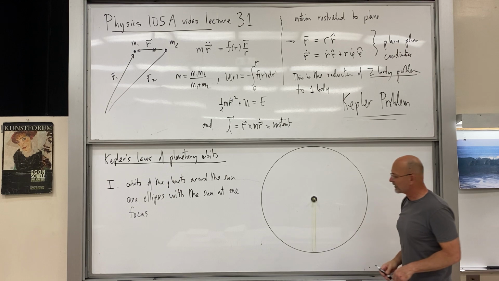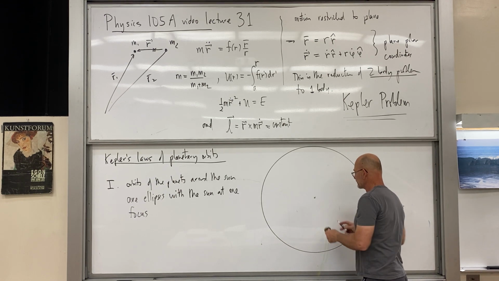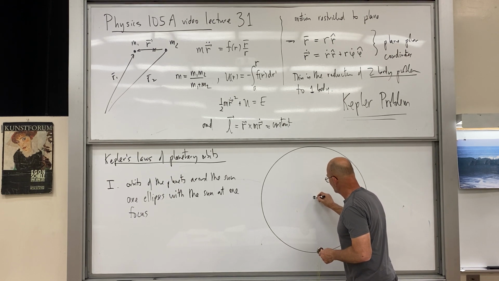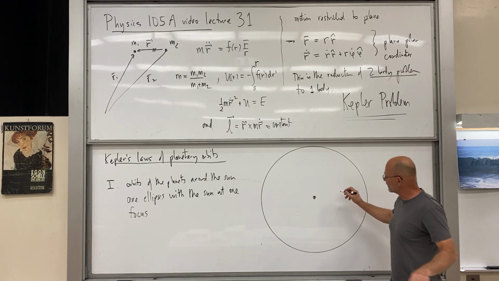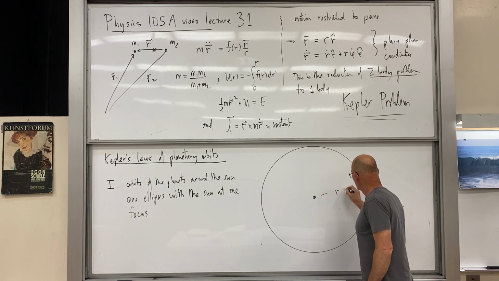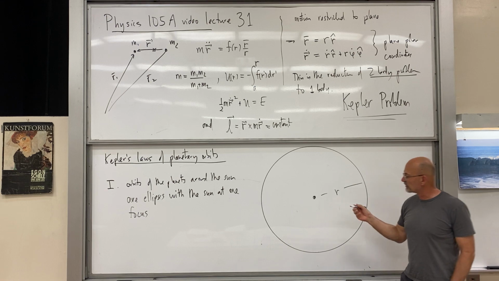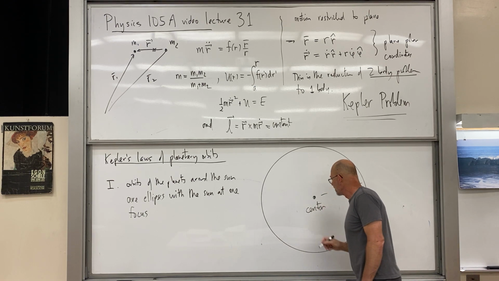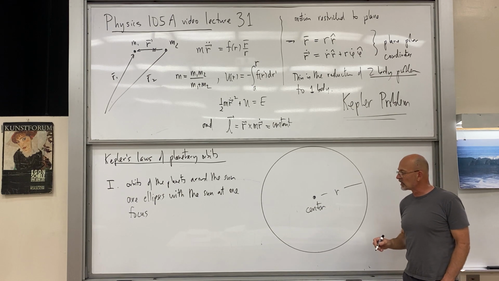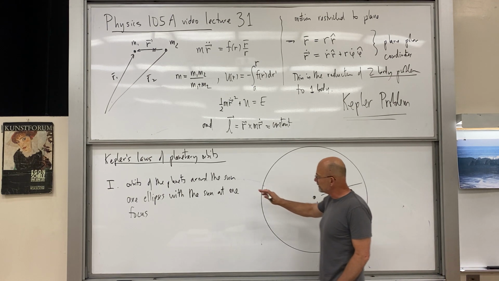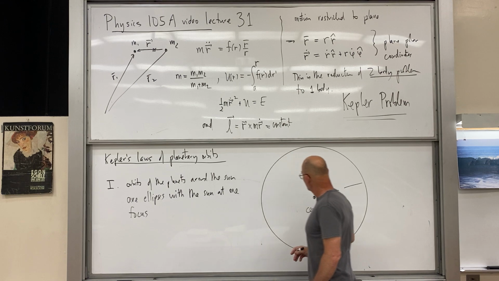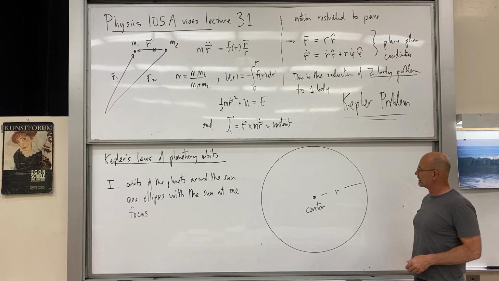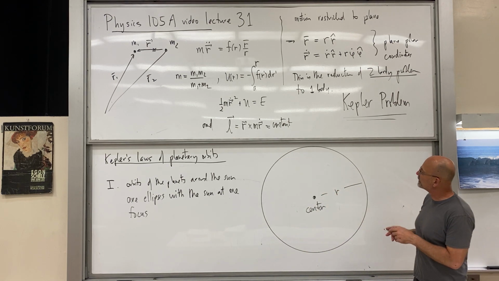Good. There's our circle. And of course our circle has a radius r, and that's the center of the circle. And we could have circular orbits as well. The circle is a limiting case of the ellipse. So just for completeness, I drew the circle. But now let's do the ellipse.